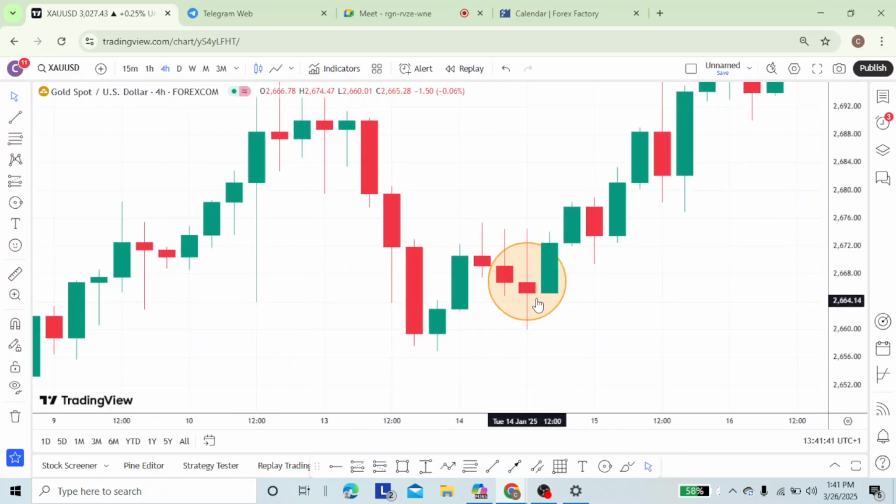People will have entered with this spinning candlestick bottom if they don't have an idea of what it is. So this is why it is very, very essential. It is important to understand your candlestick patterns.